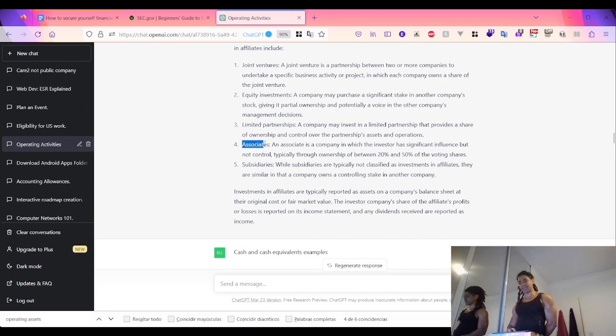Then you got associates. An associate is a company in which the investor has significant influence but not control, typically through ownership of between 20% and 50% of the voting shares.